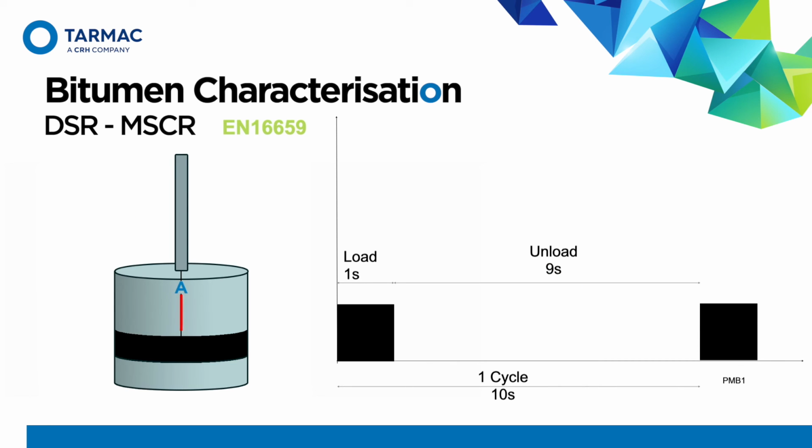The second type of test also applied on the DSR is known as the multiple stress creep recovery test. In this test, the lower blade is fixed while the upper blade rotates only in one direction, where the loading is applied for 1 second and the material is unloaded for 9 seconds. And this is for one cycle. So one cycle consists of 1 second loading and 9 seconds unloading, and the test runs for 10 cycles.